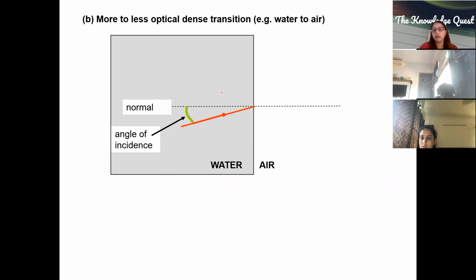Because you're going from the denser medium. Because the water is a denser medium. This is a denser medium and this is a rarer medium. So it'll move away from the normal. Right? Yes.